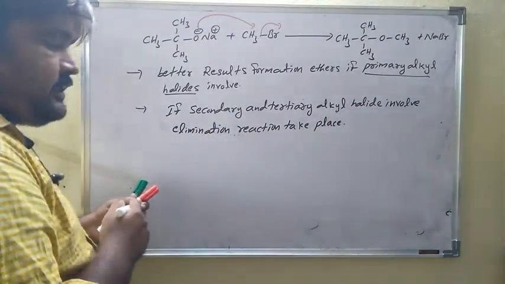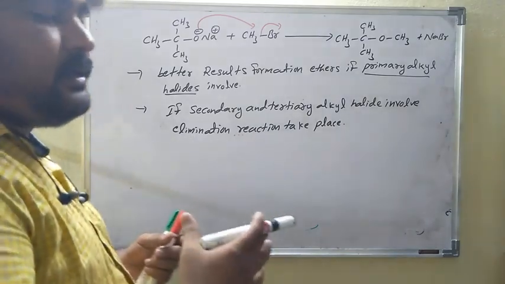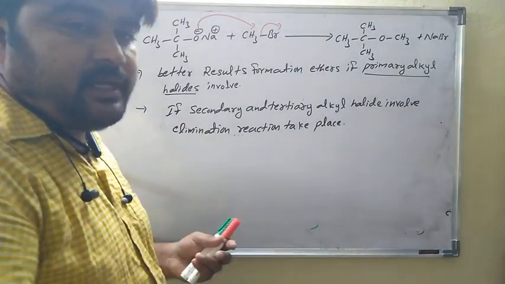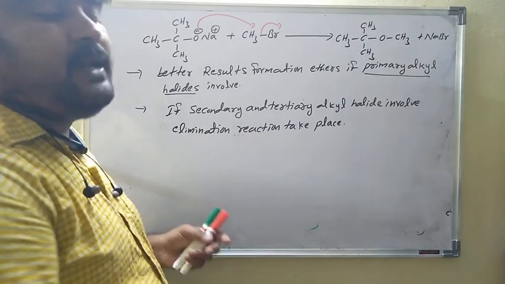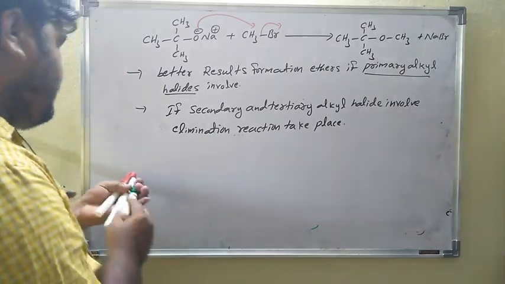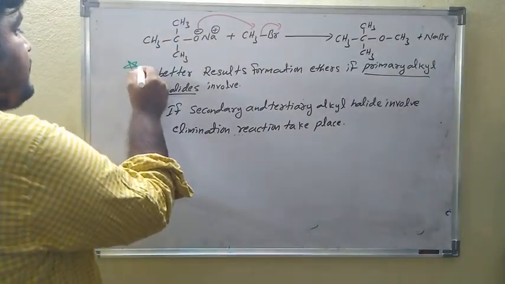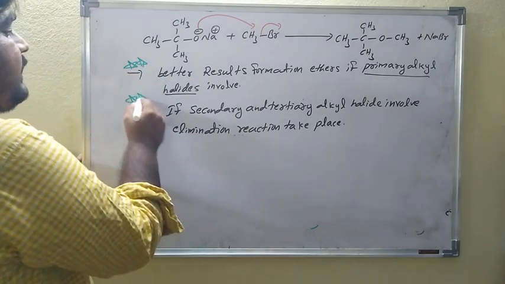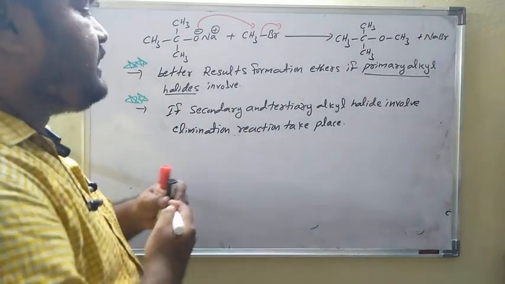Elimination reaction takes place, completely over the substitution reaction. So instead of a substitution reaction, an elimination reaction occurs. These two points are very, very important. So remember, if a primary alkyl halide is involved, then what is produced? Ethers.